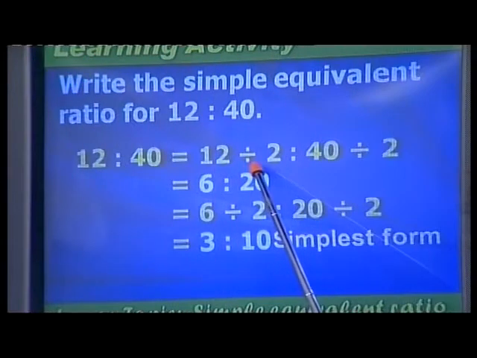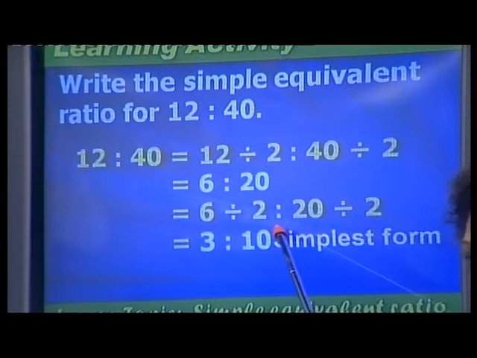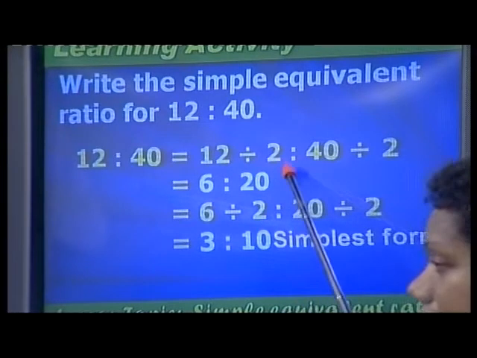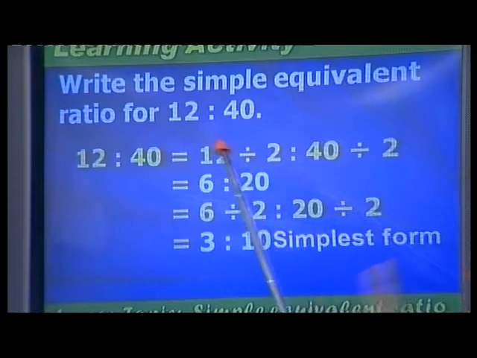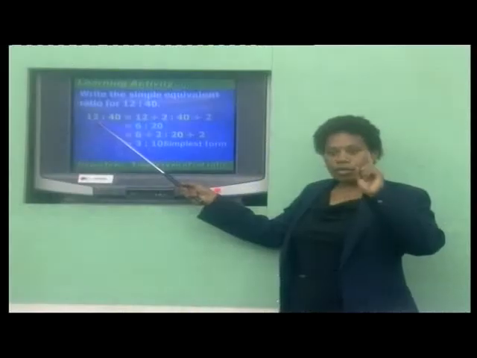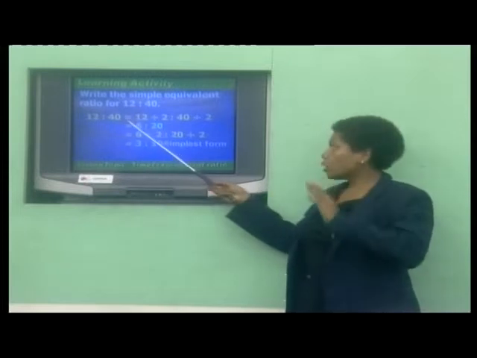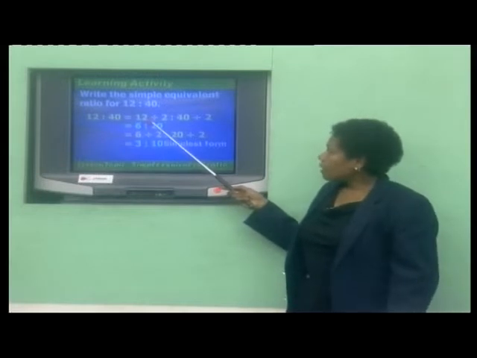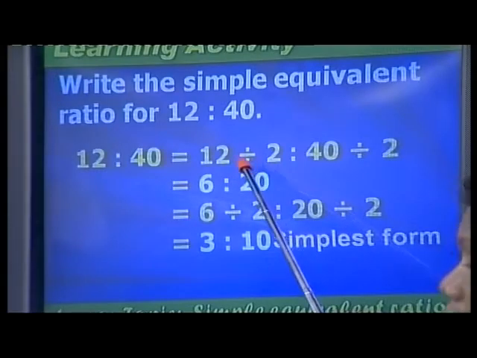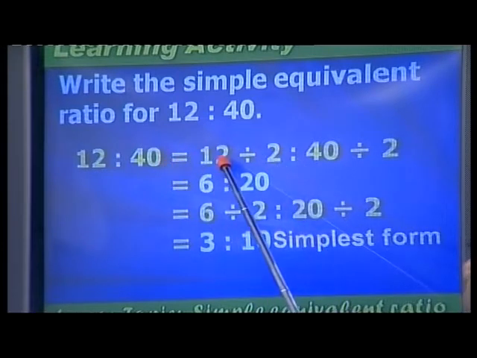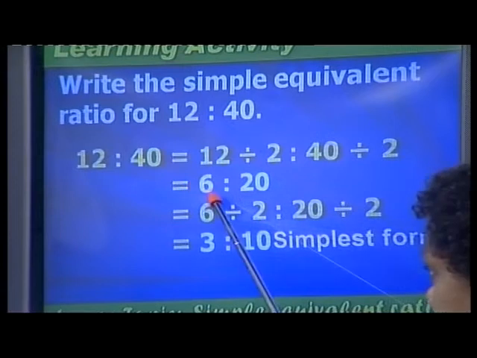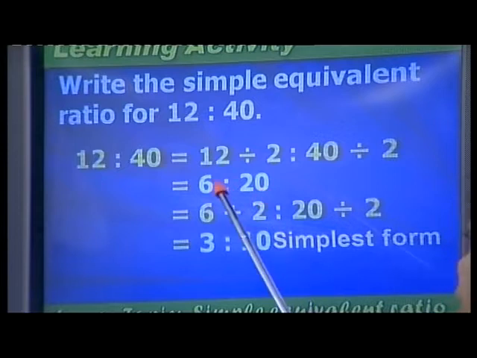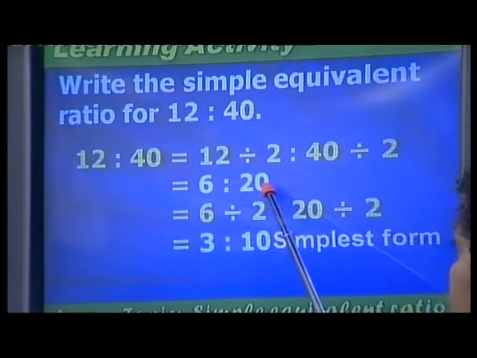what operation am I using here? Okay, we are dividing. Class, receiving students, we are dividing. Remember, one side of the ratio, you divide by the same number, you also do with the other side of the ratio with the same number. So here we are dividing by 2 first, okay? So 12 divided by 2 is 6, all right? 40 divided by 2 is 20, okay? 40 divided by 2 is 20.